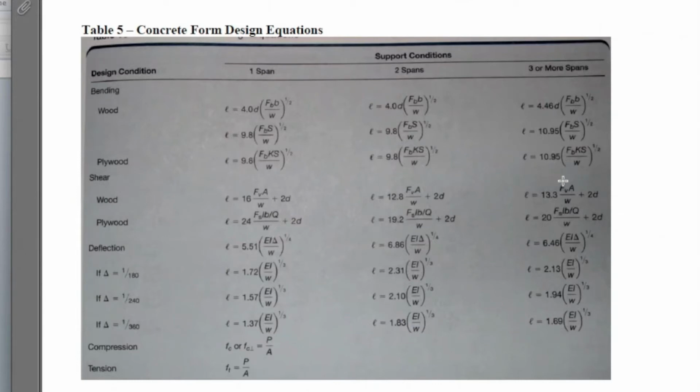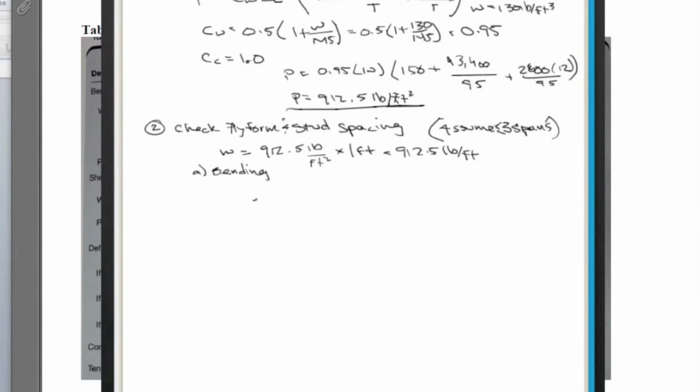Just for simplicity, so we don't go back and forth, we're going to use this equation for bending, this equation for shear, and this equation for deflection. Okay, so for bending, our spacing is 10.95 times FbKs over w, to the 1/2, or square root.